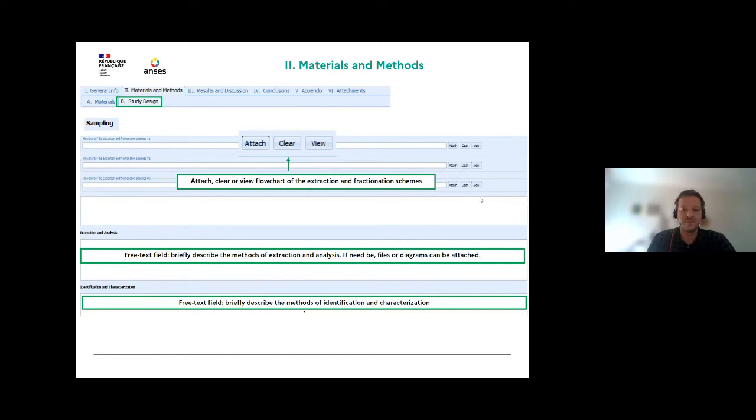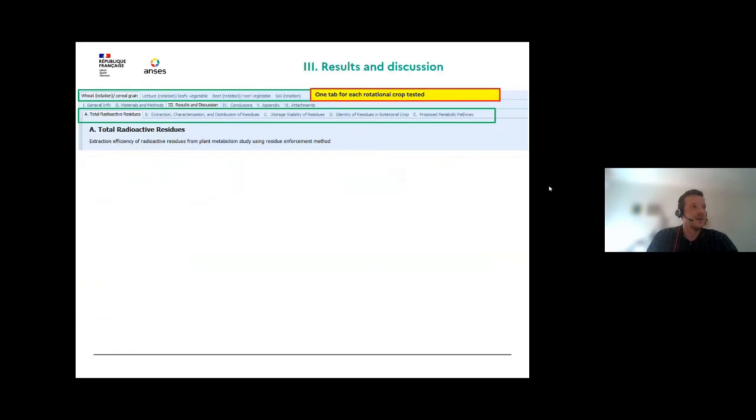Let's see now the results and discussion tab, which is the following tab. In this result and discussion, you have to remember that for the previous tabs, general information and study design, you only have to inform the data for the first crop tested. But here for result and discussion, all the tested crop data have to be informed. So we are in the wheat, but we also have to put the results for lettuce and beet and soil if necessary.